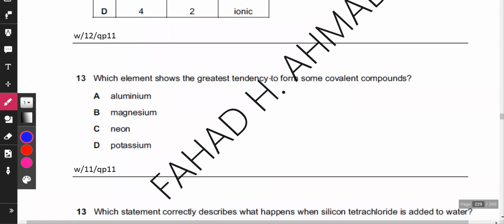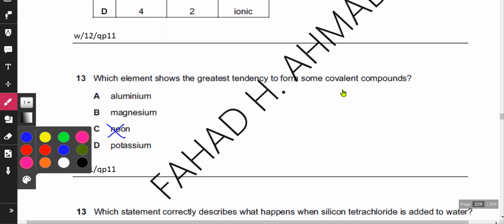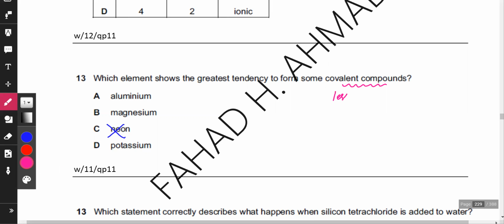Next one is, which element has the greatest tendency to form covalent compounds? Neon is totally out of the question. It's a noble gas. How do you figure out covalent compounds? Now, this question is about chemical bonding actually. Let's talk about chlorides. Covalent compounds have less difference in electronegativity.